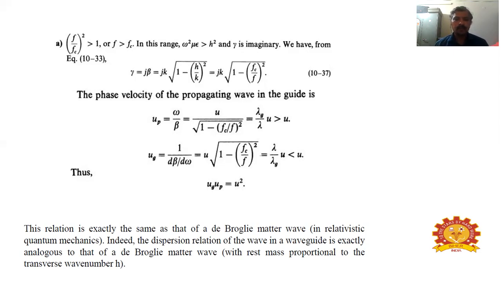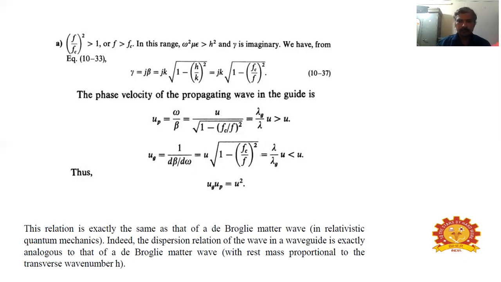Then ug is equal to 1 by d beta by d omega, that is equal to u into root of 1 minus (fc by f) whole squared, that is equal to lambda by lambda g into u, which is less than u. Thus you get ug into up equal to u squared. This relation is exactly the same as that of the de Broglie matter wave. Indeed, the dispersion relation of the wave in a waveguide is exactly analogous to that of a de Broglie matter wave.